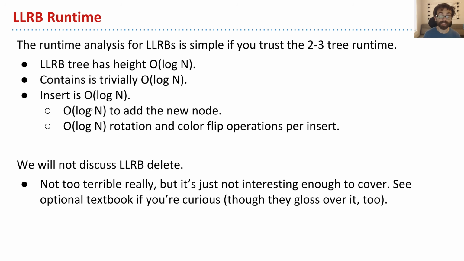First of all, we have to add the new node, and that's exactly like a regular BST. And then we have some rotation and color flip operations, and it's going to be big O of log n of those operations. Because at worst, you have to do an operation at each level of the tree going up. So you'll do one maybe at the leaf, and then one up, one up, one up, and so forth. And since rotations and color flips are constant time operations, the overall runtime is also log n.